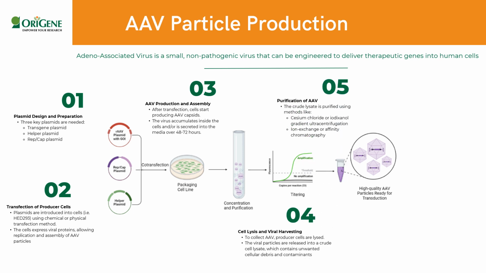Purification of AAV is crucial. Methods like cesium chloride gradients or affinity chromatography help isolate high purity viral particles. Finally, rigorous tests including qPCR, Western blotting, and ELISA assays confirm the safety and potency of the vector batch.